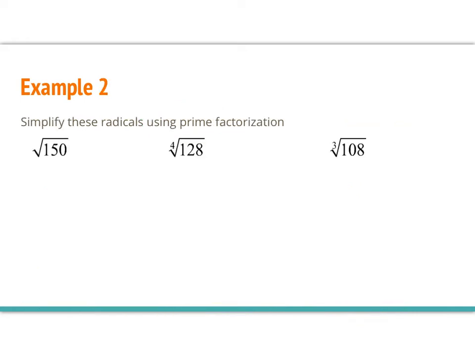Mixed because we have a whole number and we have a radical out front. We can also simplify using prime factorization. It looks like a little bit more work, but sometimes it makes it a little bit clearer. Okay, so I will try the square root of 150. If we factor 150, it is 2 times 3 times 5 squared.